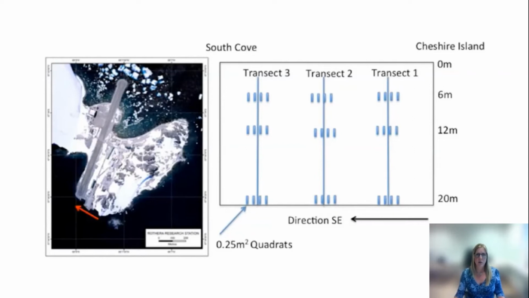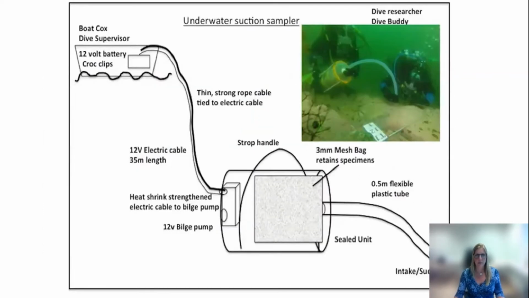3 transects with multiple quadrats and 3 different depths were sampled for fauna larger than 3 millimeters in size. For this study, we focus only on samples from the 20-meter depth range. As I said, fauna larger than 3 millimeters were collected, which is a challenge especially in cold polar waters with thick diving gloves. Therefore, megafauna was hand-collected, then all other fauna and flora were collected by custom-made suction sampler.